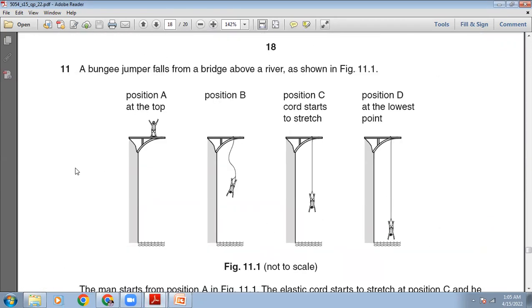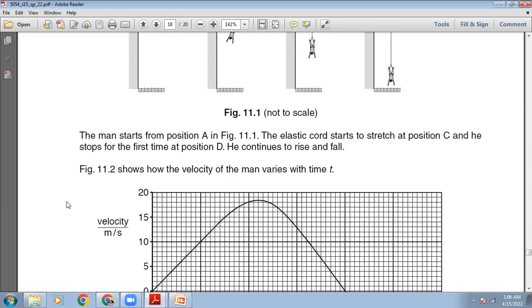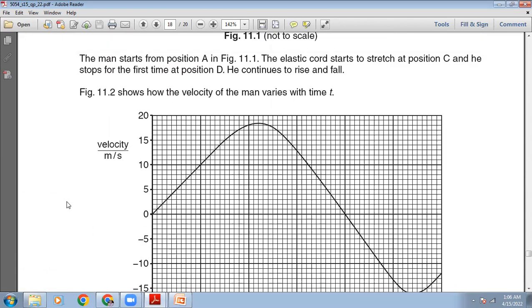A bungee jumper falls from a bridge above a river as shown in the figure 11.1. So this is the position A at the top. He's standing at the top. Position B, he's coming down, but the cord is still loose. Position C, the cord starts to stretch. And position D, he's at the lowest point, and after this, he will go back due to the elasticity of that bungee cord.